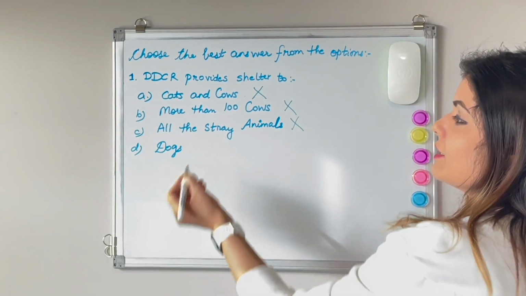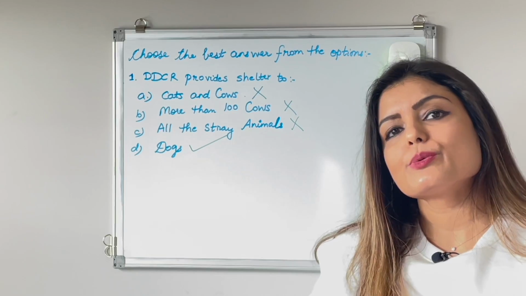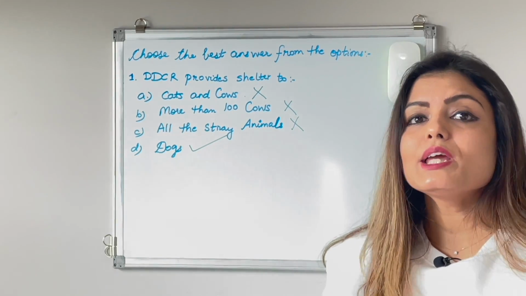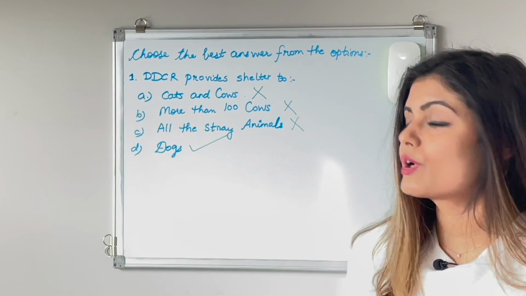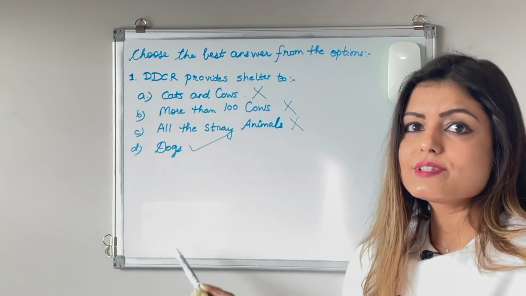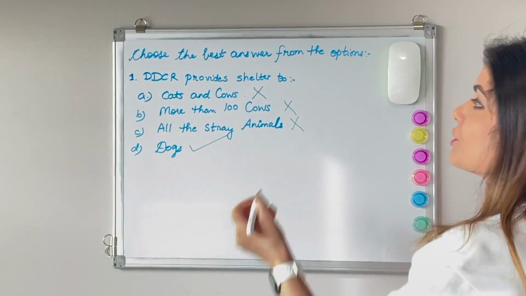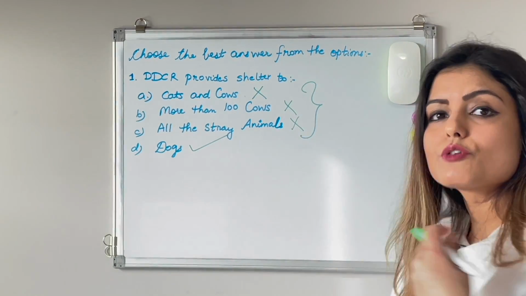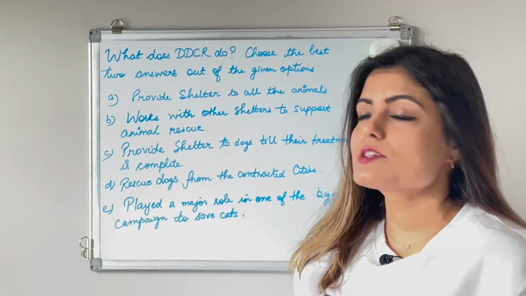So very clearly dogs is the correct answer. Now I've already told you in the listening module also, it is very important to also eliminate the wrong answers to be double sure. So when you are going through the questions, even if at the first go you know it's the correct answer, make sure that you are eliminating the other wrong answers as well to be double sure. So now let's look at the next question.